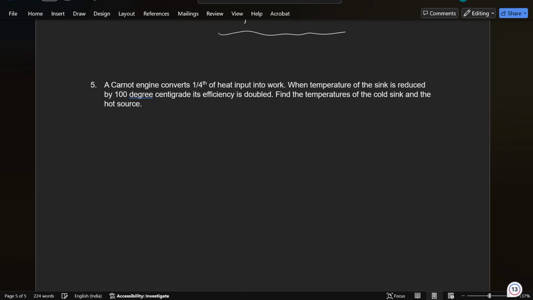Can you just read the question and think about the answer? Tell me how we can go about solving this.